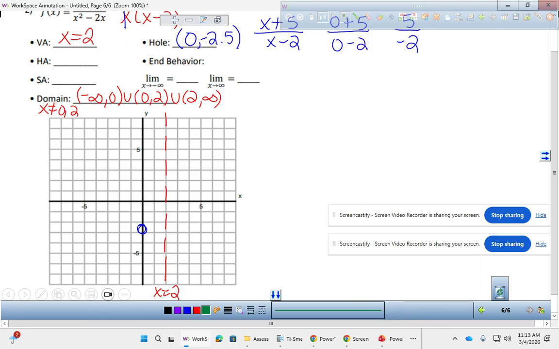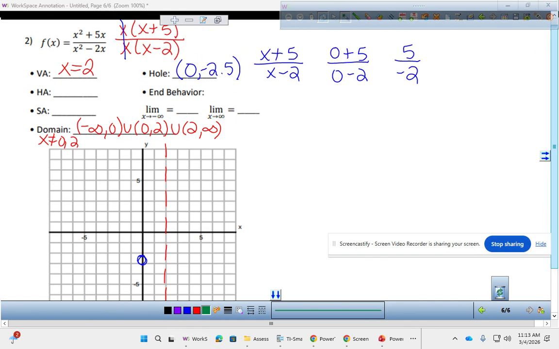For horizontal asymptote, I'm looking at the x squared over the x squared. And they cancel out. So what's the horizontal asymptote here? 1. So I'm going to have a y equals 1. If I have a horizontal asymptote, I don't have a slant. This looks like this. If I have a horizontal asymptote of 1, I have an end behavior of 1, 1. They all tie together.